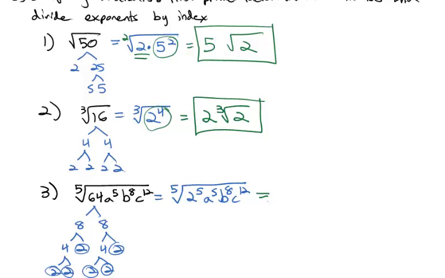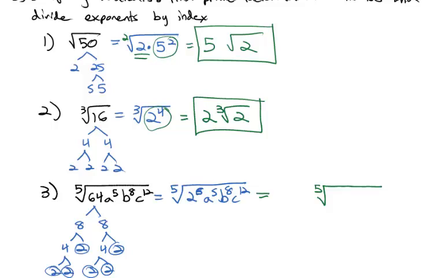Now we can divide all of these exponents by the index. Oops, did I say 2 to the 5th? There's 6 of them, right? Should be 2 to the 6th. There we go. So now when we divide these exponents by the indexes, whatever is our whole answer comes outside of the radical, outside of the fifth root, and whatever remainders we have will remain inside the radical.